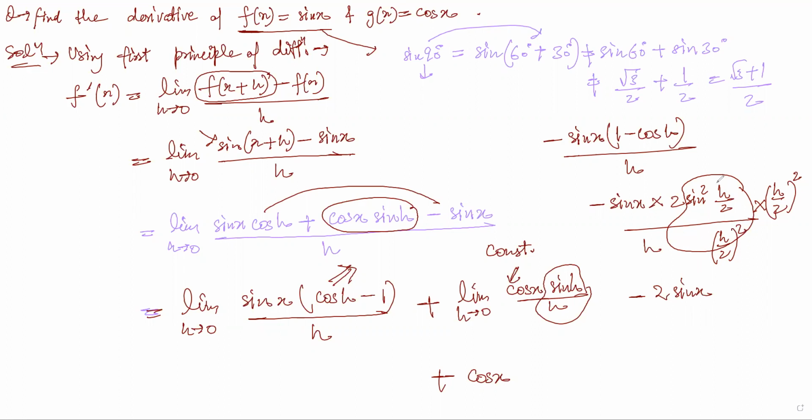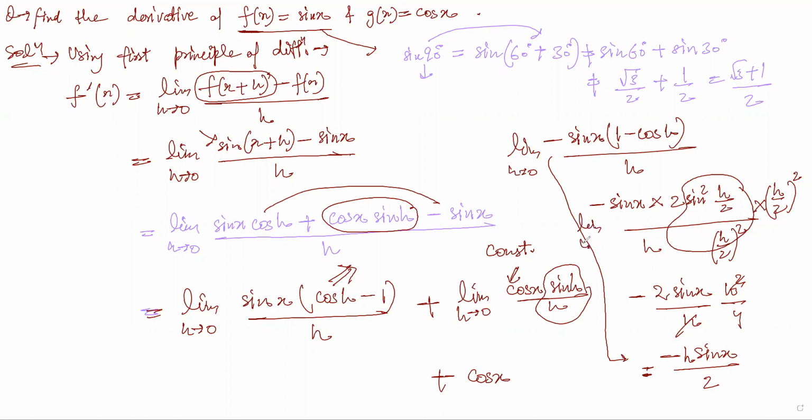This part is 1 now, right? Using the formula. This part is 1. Now you are left with h square by 4. And you also have one h here. Right? So if you cancel this, you have minus sin x. In fact, one h is there, minus h sin x by 2. This whole part boils down to this simple expression. And when you're applying limits, as soon as you put the limit here, this becomes 0.